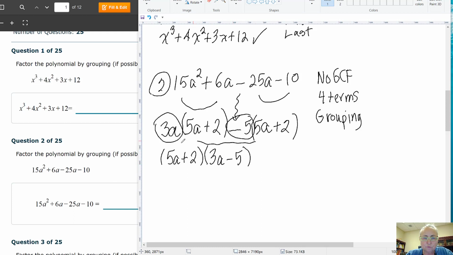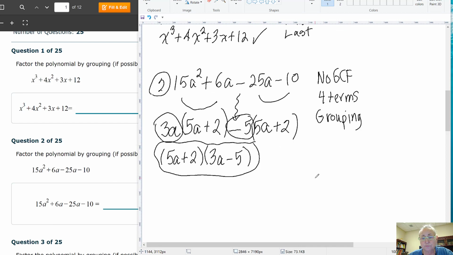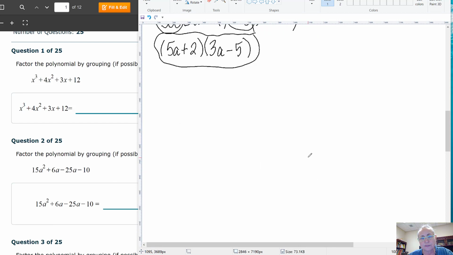And then I should FOIL that out, especially on a test, just to make sure that it works. And it will. Okay, I'm not going to take the time to do it here, but you should, especially on your proctored assignments. Number 3.